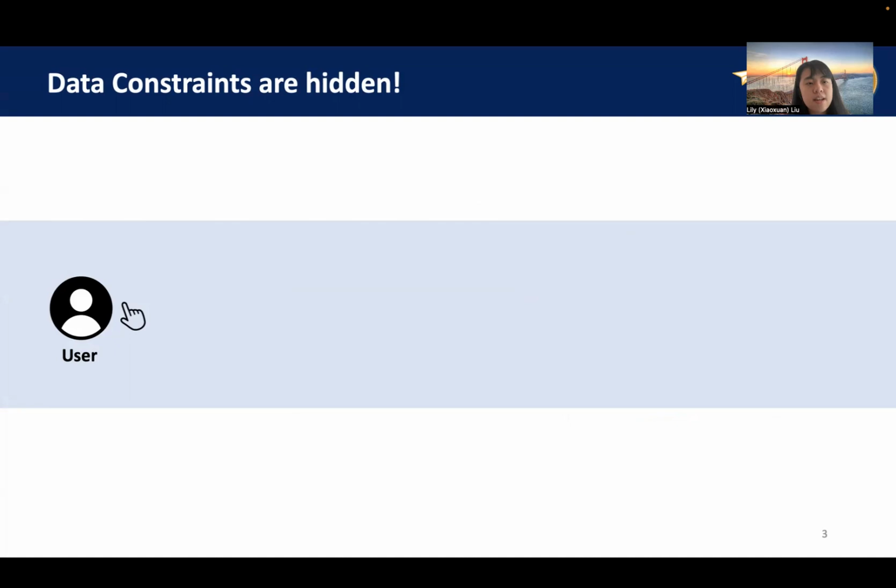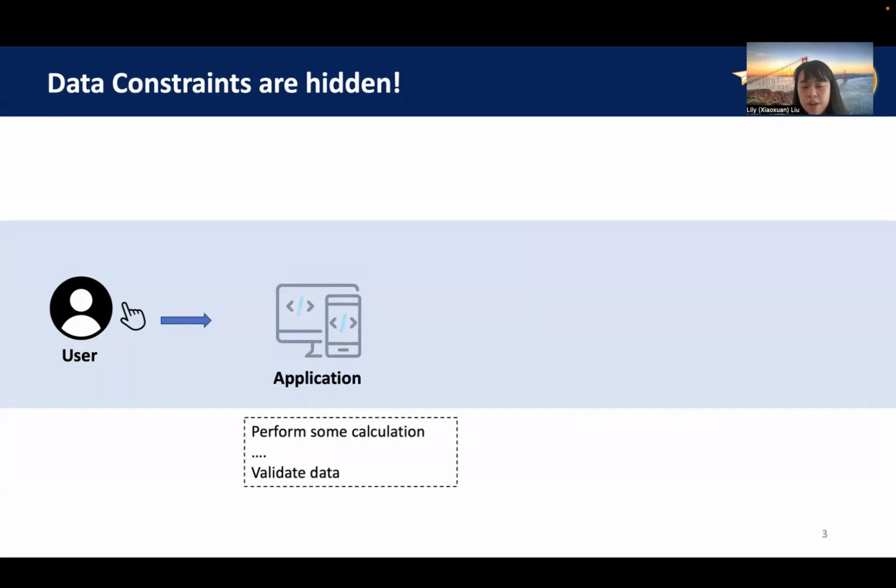But the problem is that in database-backed web applications, those data constraints are always hidden. For example, when the user clicks a button on the website, it will trigger some endpoint in the application code. The application code will perform some calculation, do some data validation, and then send the SQL query to the database so that the user's modification will persist in the database.